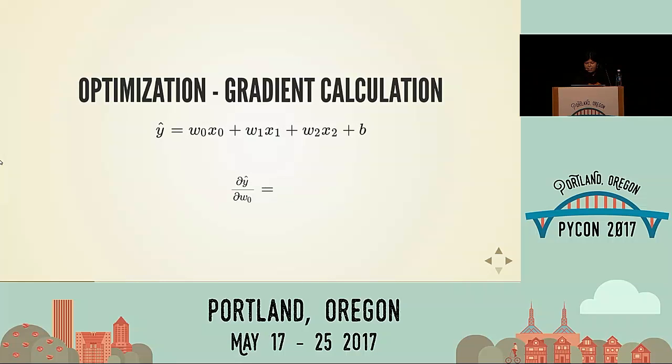The gradient of y hat with respect to w naught, say, is pretty simple. All of the terms are constant with respect to w naught, except for the one on the left. So all of the others go to 0, and we're left with x naught.